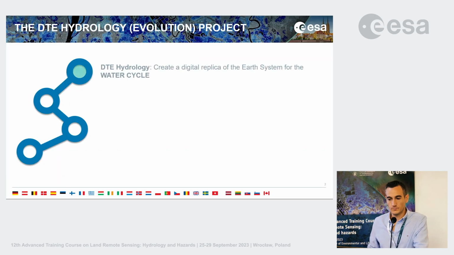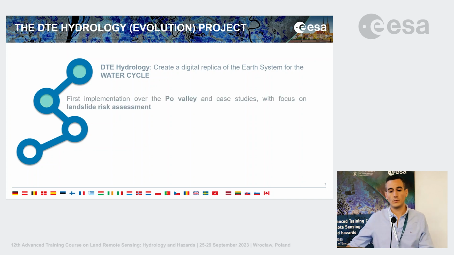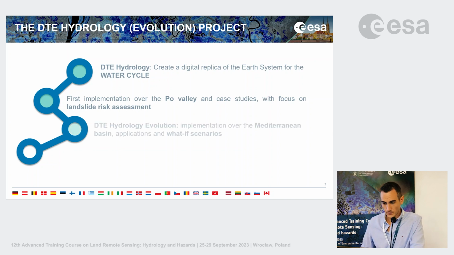So an overview of what we will see: as I already said, the objective is to present the DTE Hydrology project, whose aim is to create a digital replica of the Earth system for the water cycle. So we will go through the evolution and the process of this activity. The first implementation we have carried out in the Po Valley with several case studies. We will see in the following slides what case studies means in this context. And we will do a focus on the landslide risk assessment.